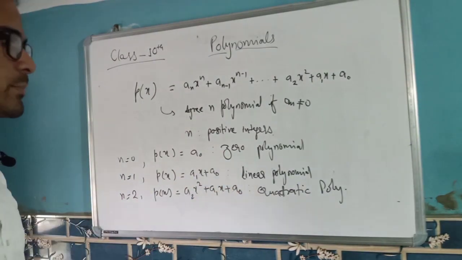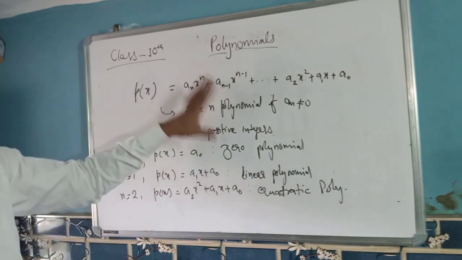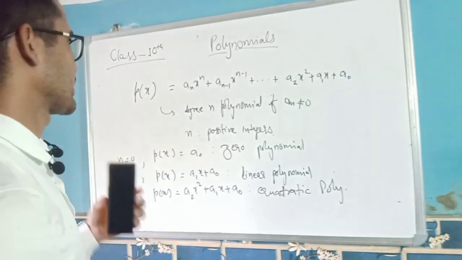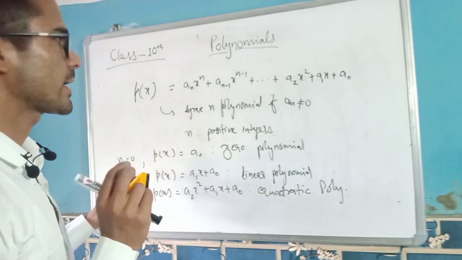So these are the simple definitions of a polynomial. If you know this much, I think you are good to go, and you will have an easy time understanding the upcoming concepts. So this is about polynomials initially.